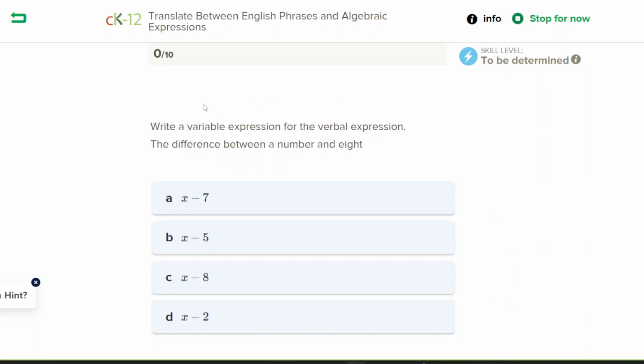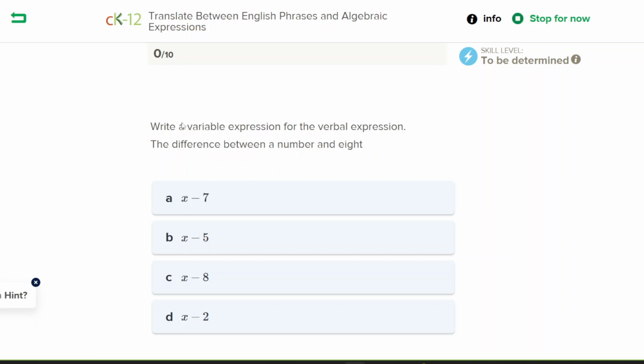So here I am at the practice for translate between English phrases and algebraic expressions at ck12.org. I'm going to be going through 5 examples, and if you ever find yourself in their Algebra 1 text and are practicing this particular one, you can go through all 10 and master the skill, and even after you've, quote unquote, mastered it, you can go back in and practice as much as you like to your heart's content.